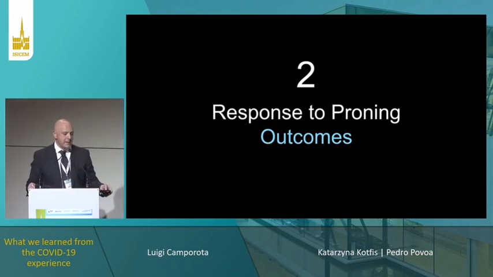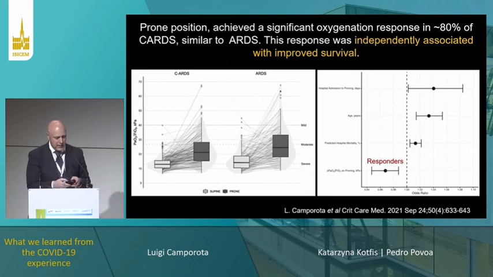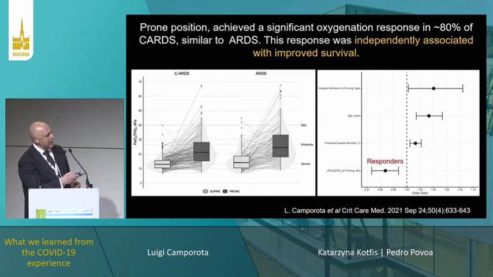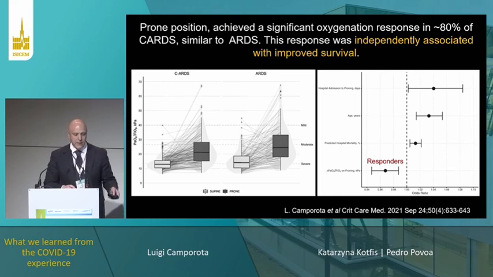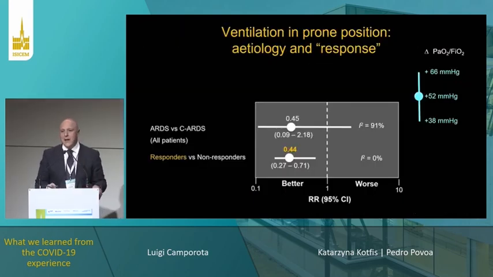What about the outcomes? This is a study where we compared normal, or typical, ARDS response between supine and prone, and COVID-19 between supine and prone. You can see the pattern of response overall is very similar. About 80% responder rate, commonly the same for typical ARDS and COVID ARDS. But what was important is that responders had a greater chance of surviving. And this has been replicated in other studies.